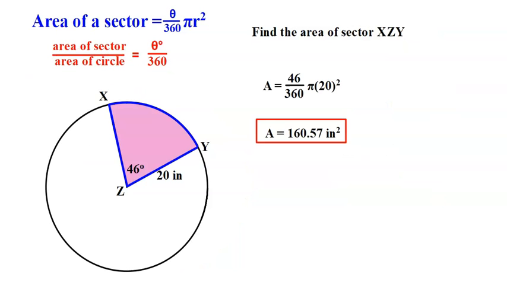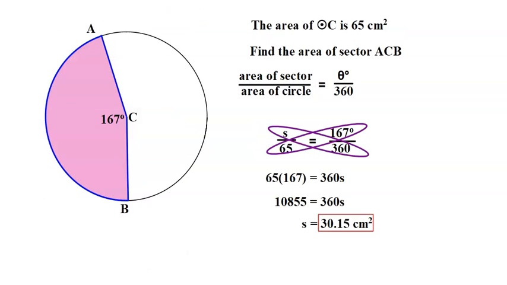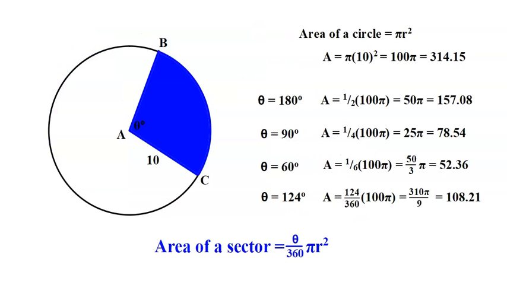Remember, a sector is just part of the circle, and it comes off of the central angle. Also remember, you have two formulas. If it gives you the area of the circle, use the proportion. If it gives you the radius of the circle, then you're going to use this formula right here.